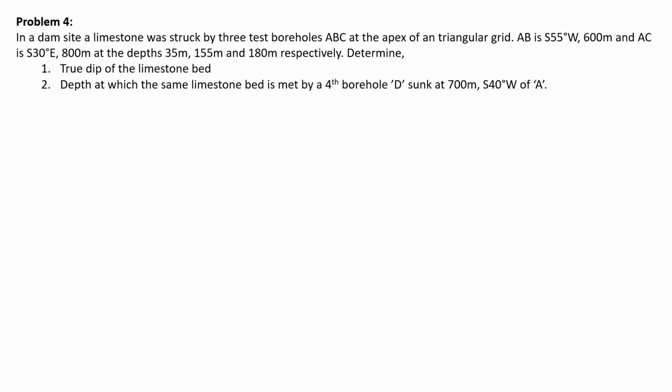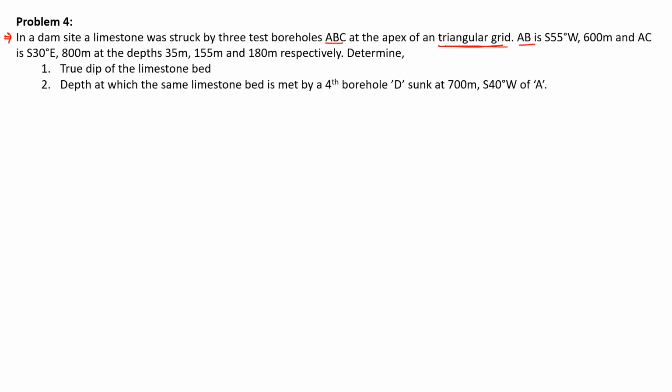Okay, so let's see the fourth problem. The problems are similar, but there may be slight changes which we will observe as we solve. It says that a damp site limestone was struck by 3 test boreholes A, B, C at an apex of a triangular grid. They have not said equilateral triangle. Till now, in every problem we solved, the word equilateral triangular grid was there. Here it is absent, so it is a simple triangular grid.